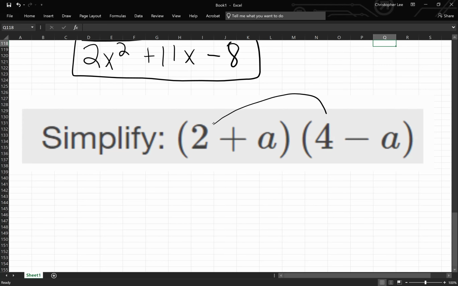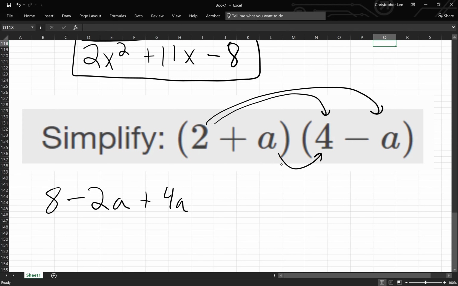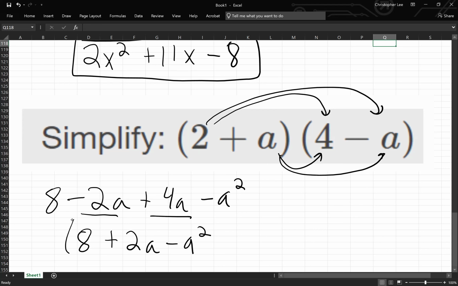So I got 2 times 4. That's 8. 2 times negative a. That's minus 2a. A times 4. This is going to be plus 4a. And then a positive a times negative a will be negative a squared. After that, let's combine like terms. We're just adding these two. So negative 2a plus 4a, that's going to give me an 8 plus 2a minus a squared. That's it.